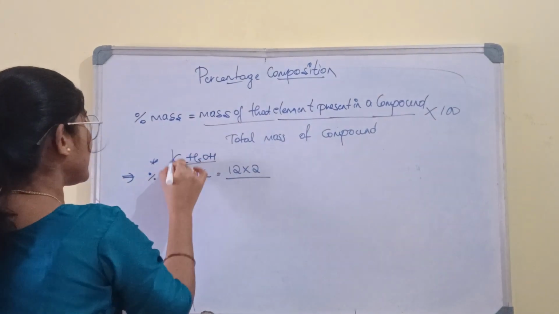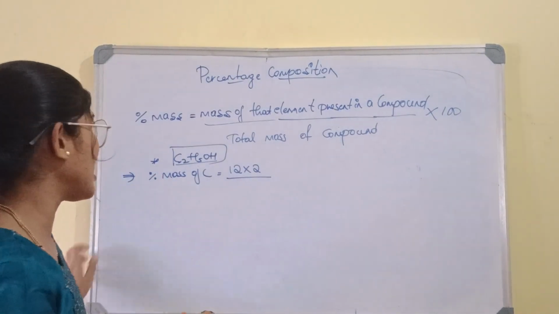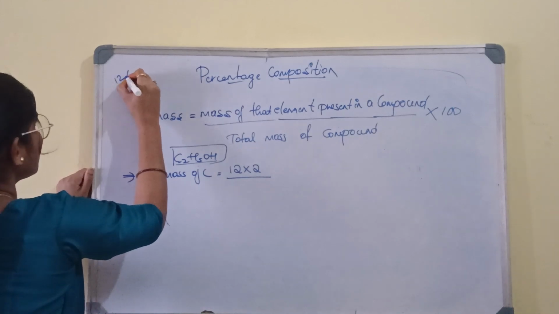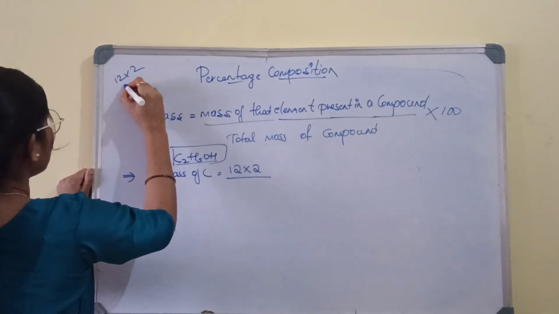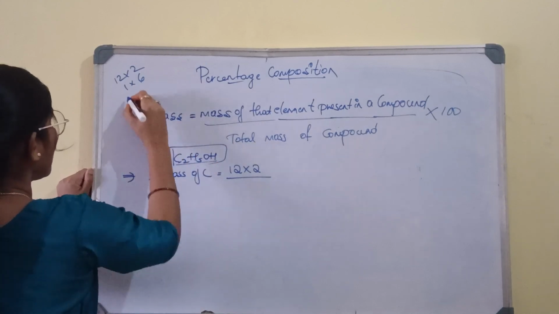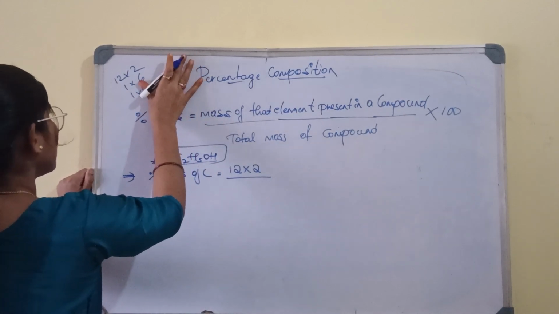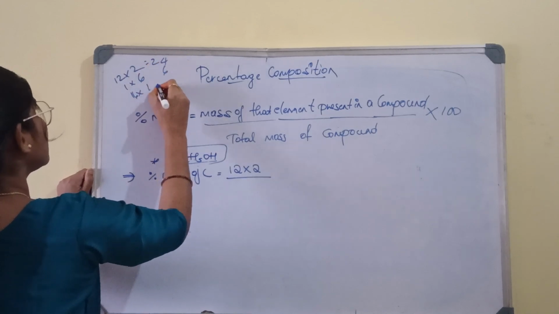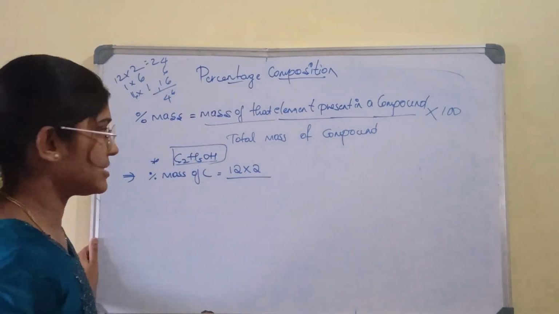So what is the molecular mass of the compound, the total mass? In the last session we discussed the molecular formula. How to find it? Carbon 12 into 2, hydrogen 1 into 6, oxygen 16 into 1: 24, 6, 16. It is 46.